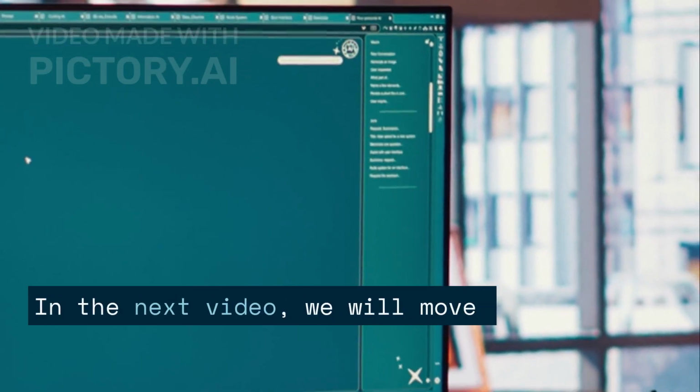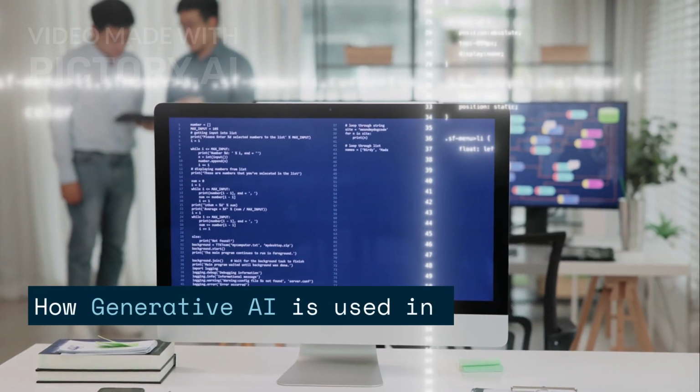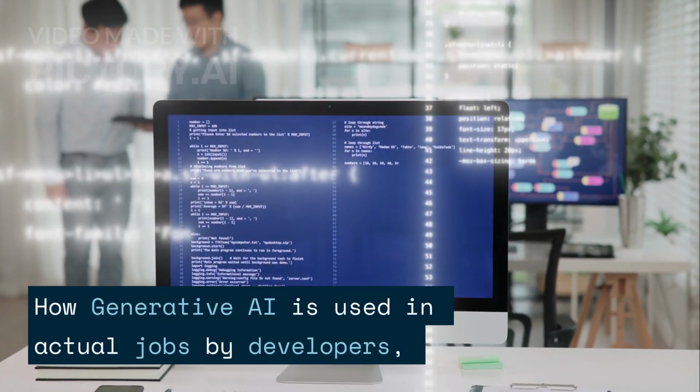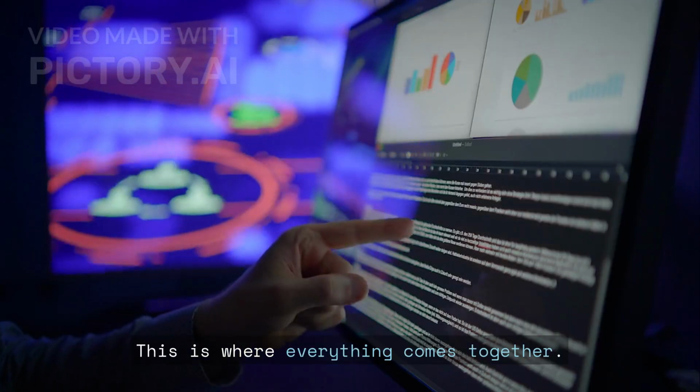In the next video, we will move to real-life usage. How generative AI is used in actual jobs by developers, analysts, students, and companies. This is where everything comes together.